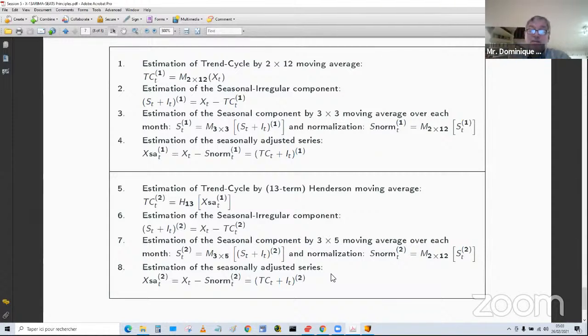So now, what is X11? This is basically this algorithm in 2 parts that X11 is going to repeat 3 times in a row. So it's some kind of washing machine. You have a first estimate of a trend cycle, you get a first estimate of a seasonal component, a first estimate of a seasonally adjusted series, and you iterate the process to refine the estimations. Okay, we will detail that in the advanced course, but this is basically the idea.